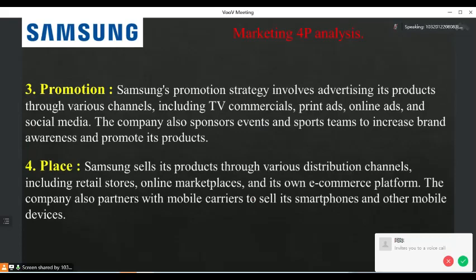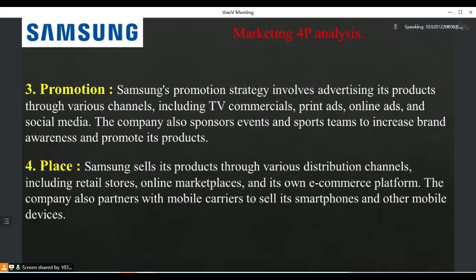Promotion. Samsung's promotion strategy involves advertising its products through various channels, including TV commercials, print ads, online ads, and social media. The company also sponsors events and sports teams to increase brand awareness and promote its products. Place. Samsung sells its products through various distribution channels, including retail stores, online marketplaces, and its own e-commerce platform. The company also partners with mobile carriers to sell its smartphones and other mobile devices.